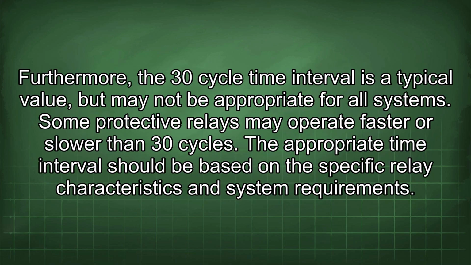Furthermore, the 30-cycle time interval is a typical value, but may not be appropriate for all systems. Some protective relays may operate faster or slower than 30 cycles. The appropriate time interval should be based on the specific relay characteristics and system requirements.